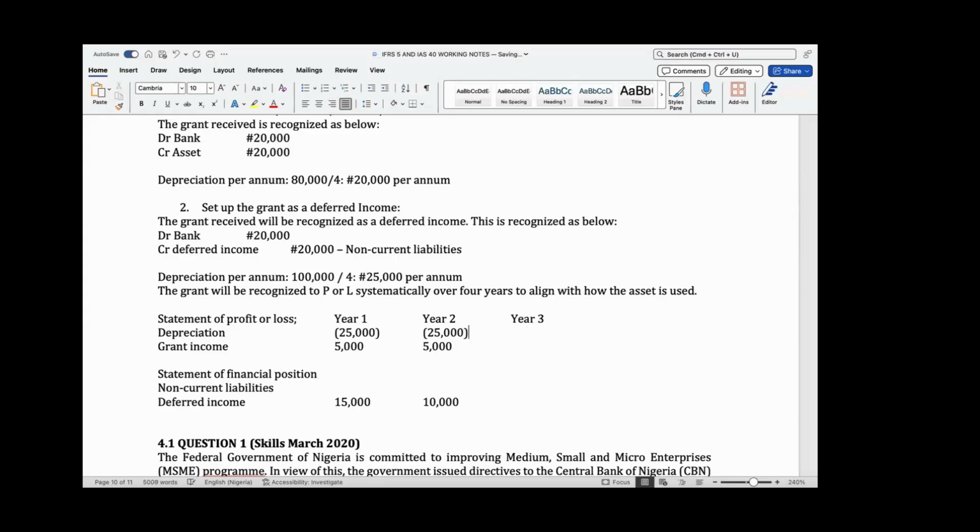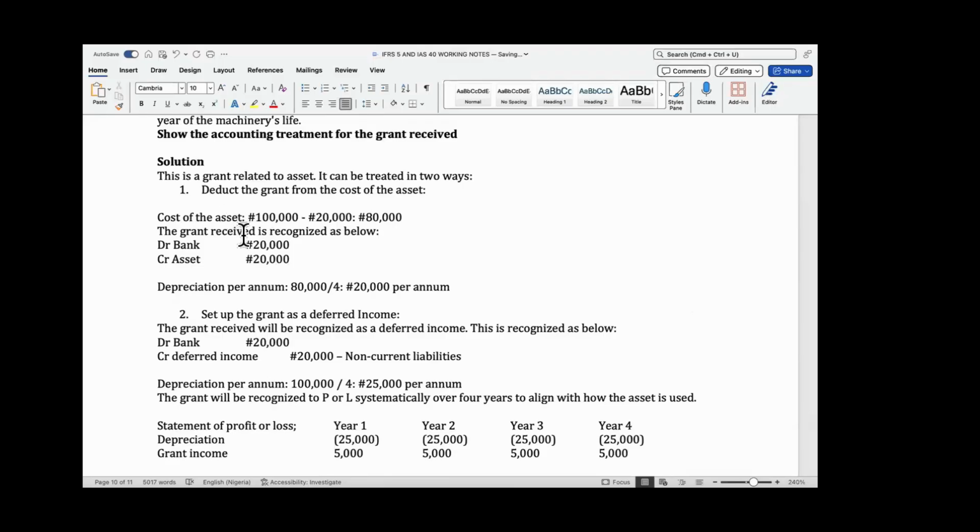In year 3 now, depreciation, this one becomes 5. In year 4, depreciation, this one becomes 0. You see that approach 1 is very easy. Just deduct it from the grant, and that is all. Debit bank, credit, that is all.